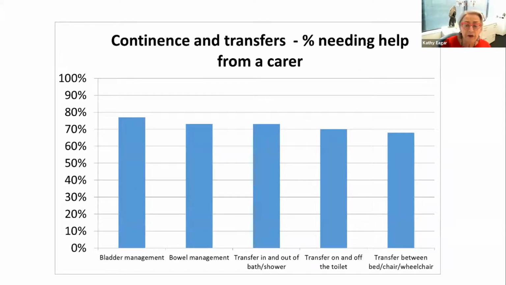This is what the continence and transfer profile looks like. 70% of people need help with continence and transferring. And I guess just to add to those previous comments about looking at the future of residential aged care, there are all these people who think we're going to reduce the number of residential aged care beds in Australia. I think we're going to increase it. And I'm happy to talk about that at the end as well.